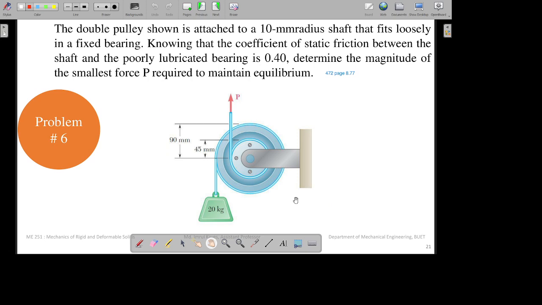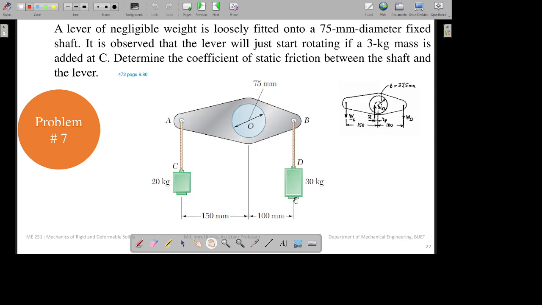So the next problem is very similar, they are the same kind of problem. So I'm skipping that problem for now.